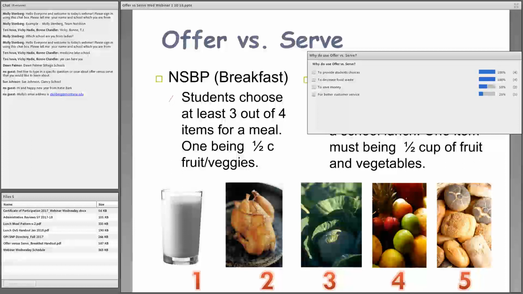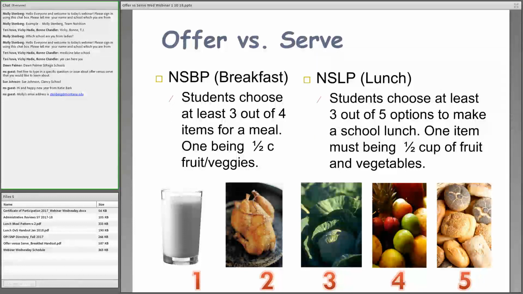Okay, great. So it looks like everybody's doing it for the most part to decrease food waste. I'm thrilled to see that because we really feel like offer versus serve is the best thing a school can do to decrease their food waste. So you guys are already on top of the game. Good job.